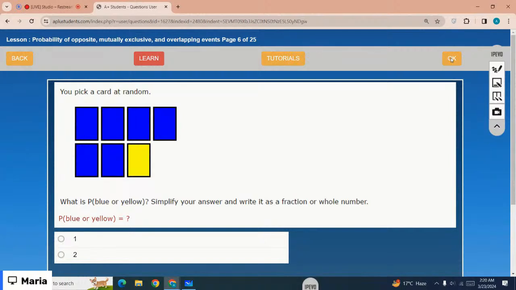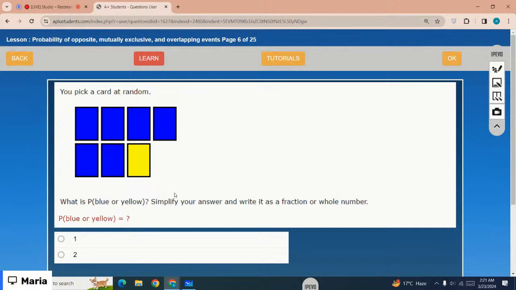You pick a card at random. What is the probability of blue or yellow? Which is the correct option? The correct option is 1.